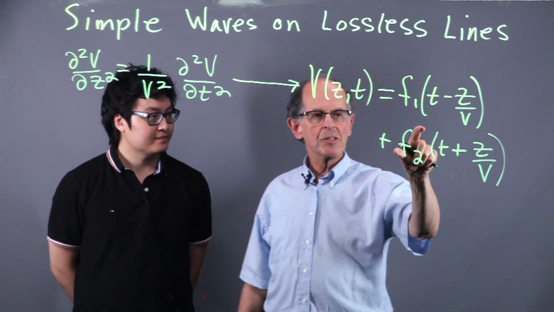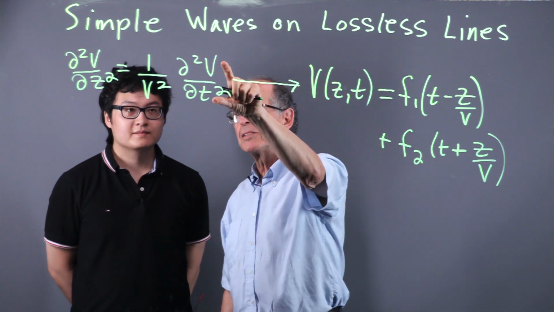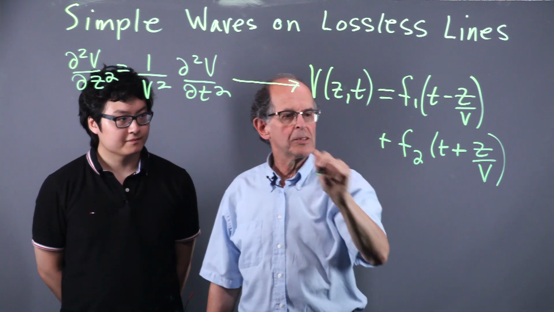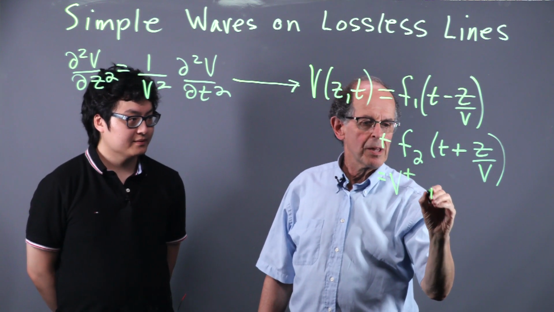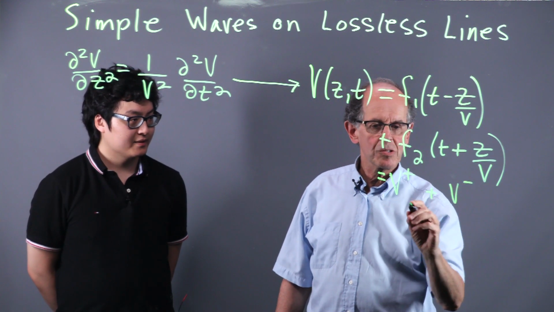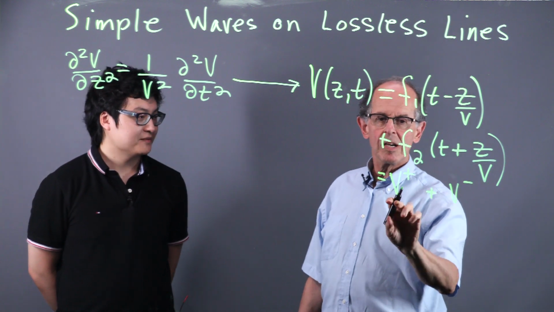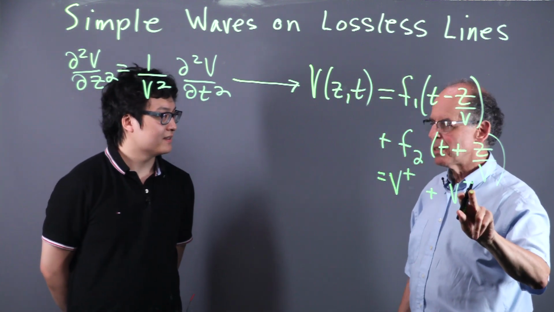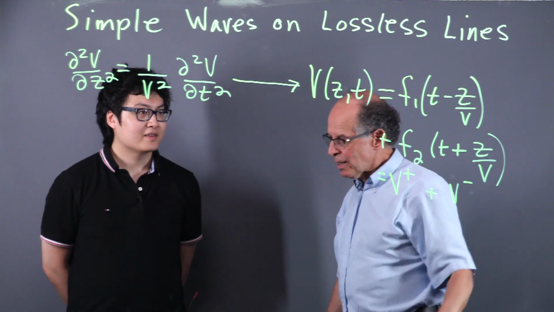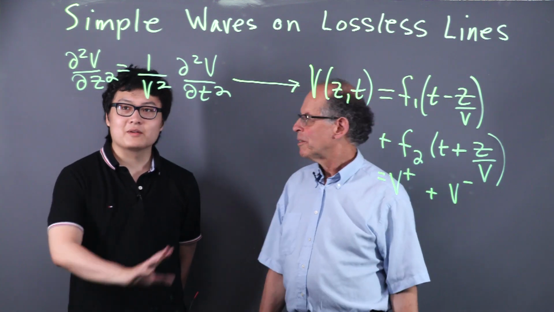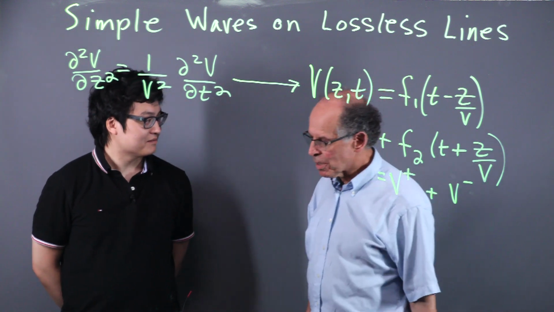You can easily see by calculating that it satisfies this equation. Normally we write this as V plus, V minus. So this is nice and concise: forward plus backward. Great. So that's voltage. So we're done, are we? Well, what about current? Oh, let's do current.